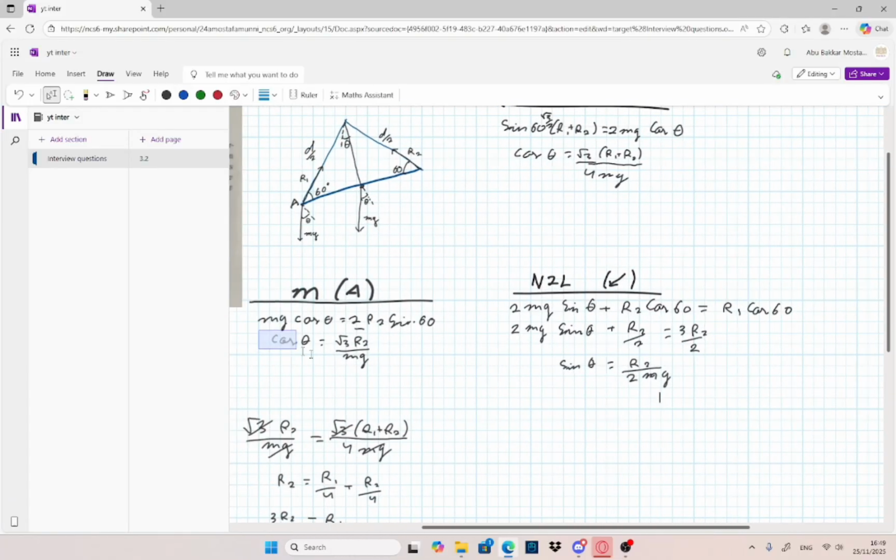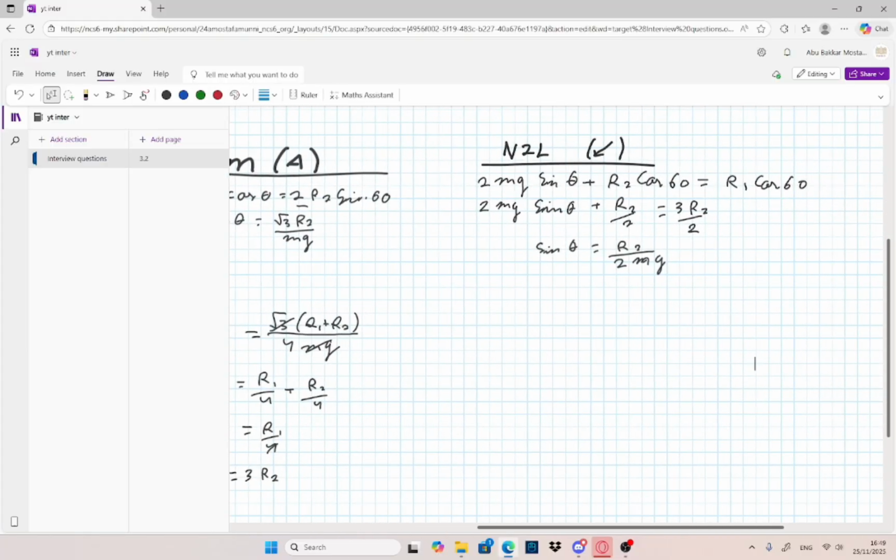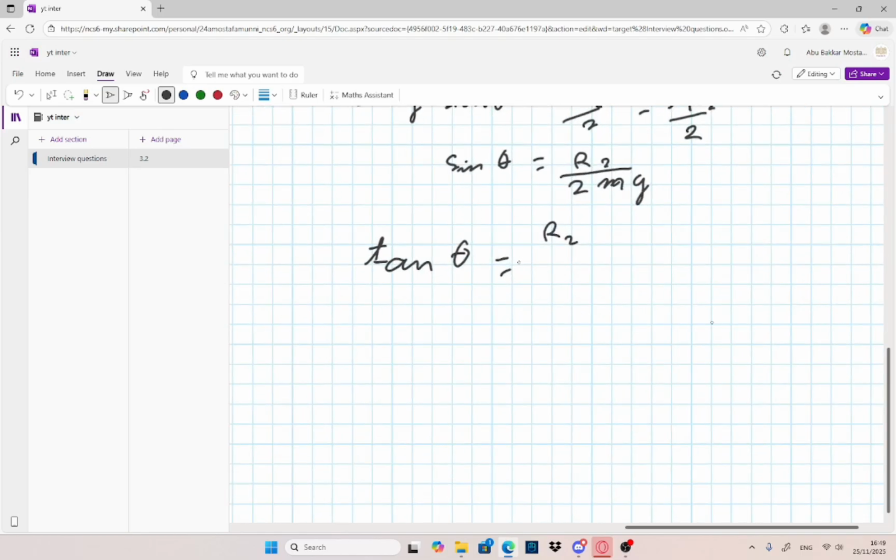We have this and this. Now clearly what we can do is just get tan, so we divide sine by cos. In that case we get tan theta is equal to R2 over 2mg, over R2 root 3 over mg. Okay, so mg cancels, R2 cancels, and we're left with 0.5 over root 3.